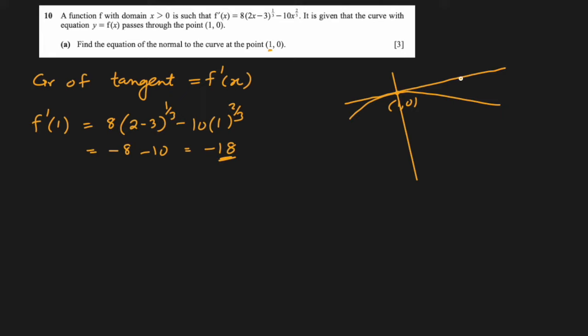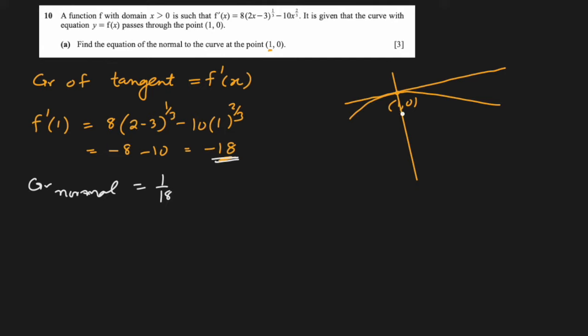It does not match with what I assumed here, but it was just for the sake of understanding. Don't relate it to this. This is not minus 18. Okay, but our question was to find the equation of the normal. That means we have to find the gradient of the normal. The gradient of the normal will be the negative reciprocal of minus 18, which is positive 1 over 18.